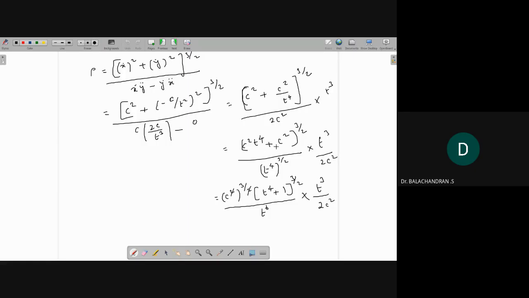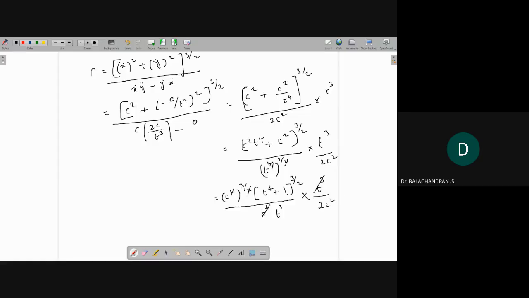Okay. Now from here I am taking c square commonly. If you take c square commonly, you should write c square whole power 3 by 2. So 2 gets cancelled. Remaining you have t power 4 plus 1 whole power 3 by 2. The denominator we have, if you cancel this 2 and this 4, you will get 2. So 2 into 3, 6. So t power 6 into t cube divided by 2c square. Next you can cancel t cube and t power 6, you will get t cube. Okay. T cube. Okay. So t cube, but here have c square.